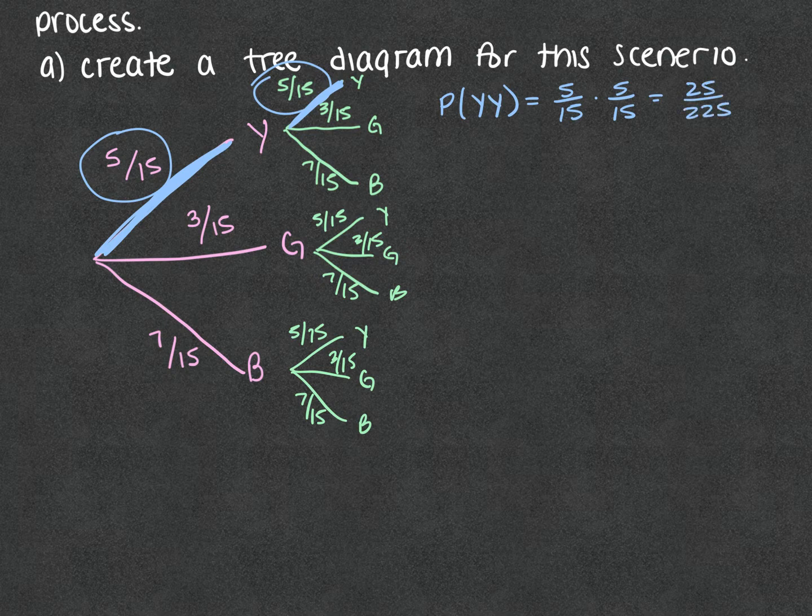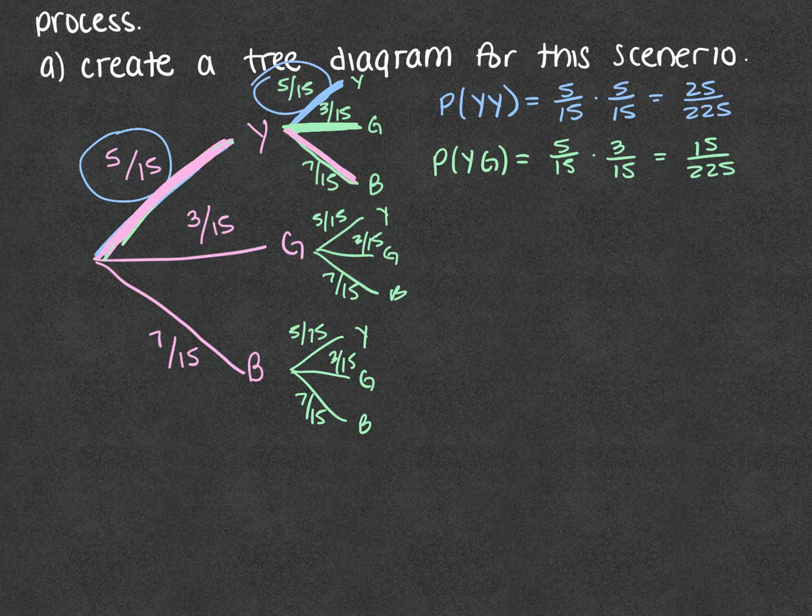Okay. Following that same branch, we could have chosen the yellow first and then the green. So probability of yellow then green would be 5 out of 15 times 3 out of 15. So 15 out of 225. And then lastly on this branch, we could have chosen yellow first and then the blue. Probability yellow then blue would be 5 out of 15 times 7 out of 15. And that'd be 35 out of 225. Okay, we're going to go through and do that for each branch.